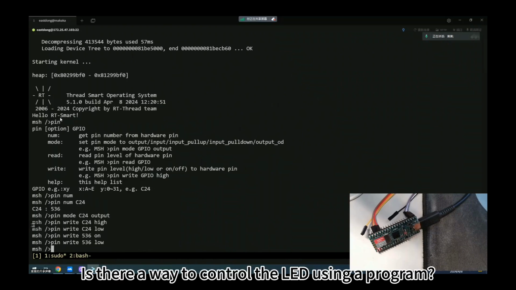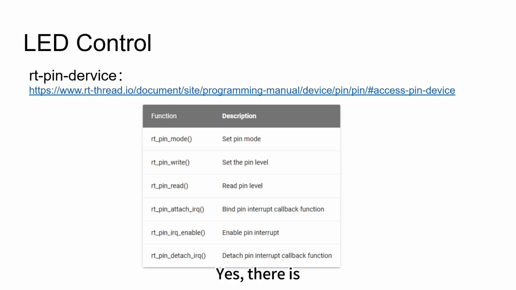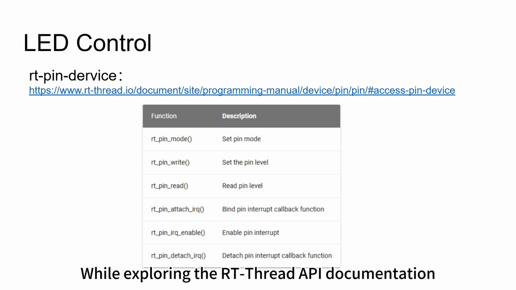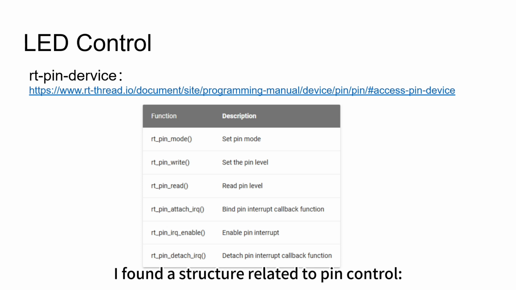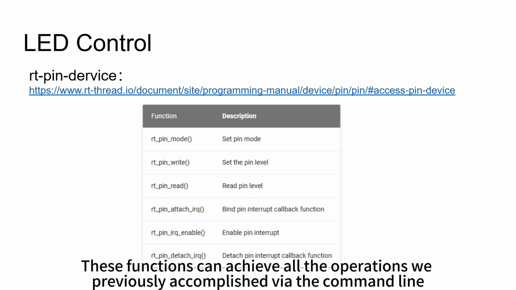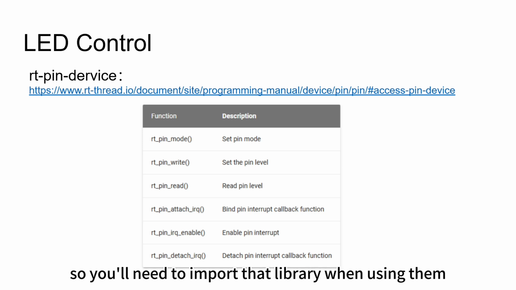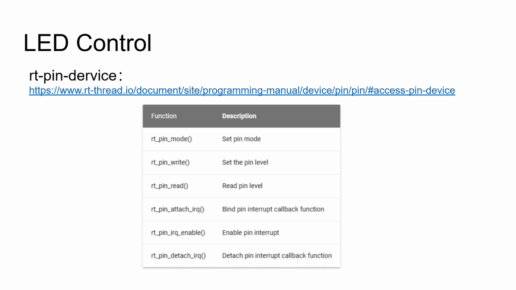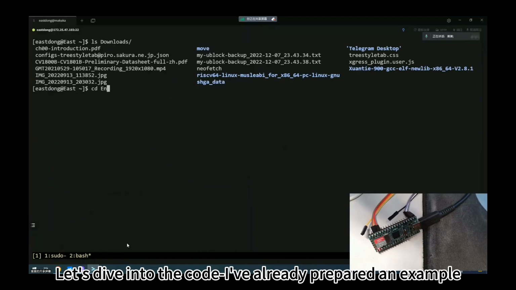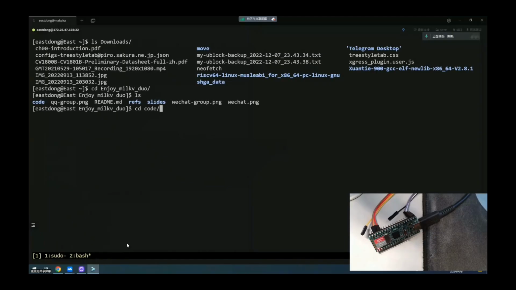Is there a way to control the LED using a program? Yes, there is. While exploring the RT-Thread API documentation, I found functions related to pin control, rt_pin_write and rt_pin_mode. These functions can achieve all the operations we previously accomplished via the command line. However, they belong to the RT device library, so you will need to import that library when using them. Let's dive into the code. I've already prepared an example.